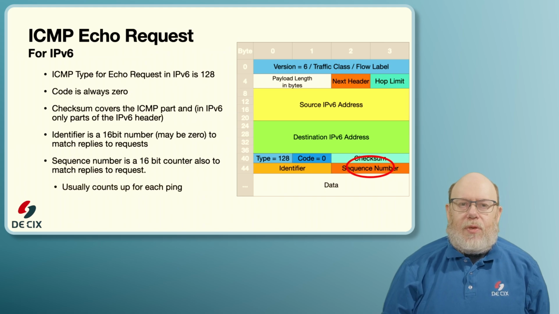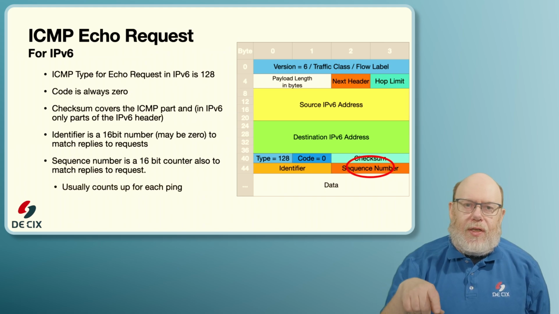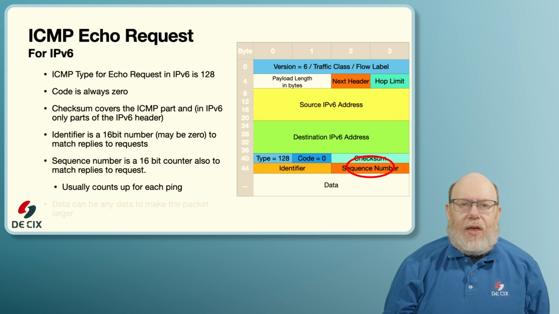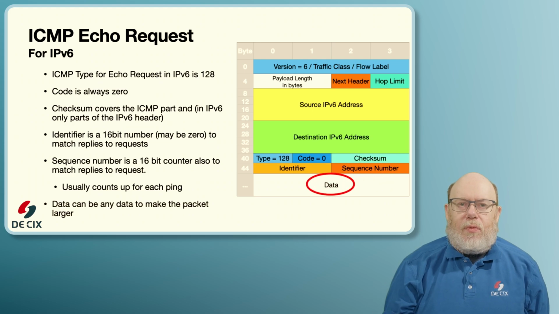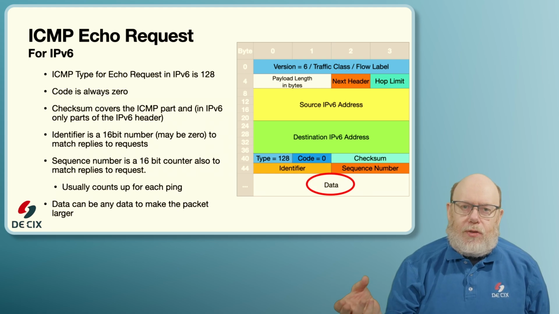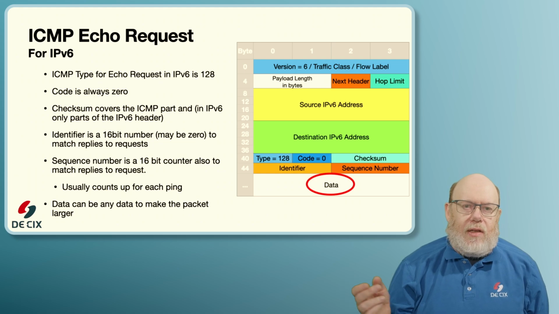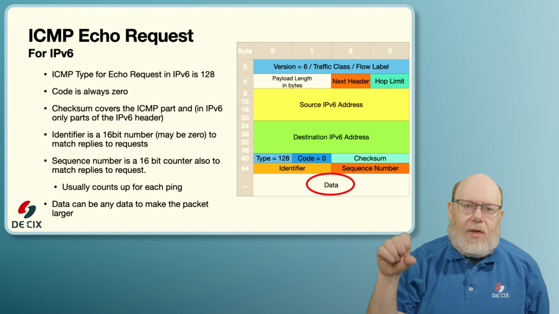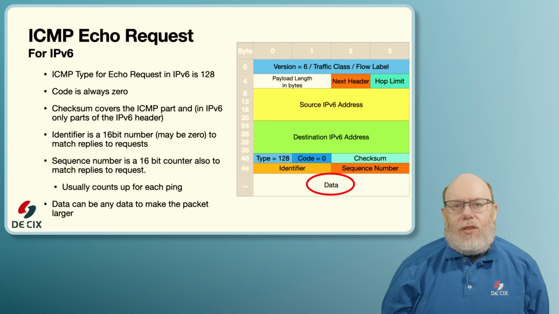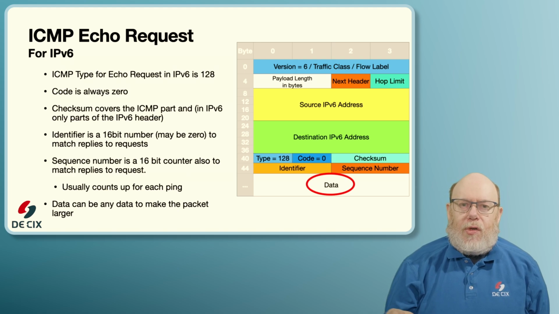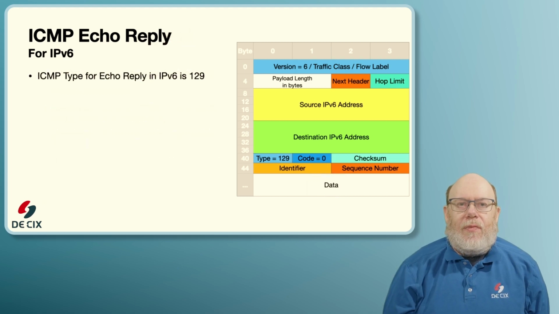And the sequence number, well, you've seen the slide before where you send more than one ping. The sequence number basically counts up for each ping you send. And you can put in some data. The purpose of the data field is only to make the packet larger. So if you want to try with different packet sizes, you can either leave data empty and leave it 0, or you can pad up the packets to make it a bit larger to check how ping works with different packet sizes.